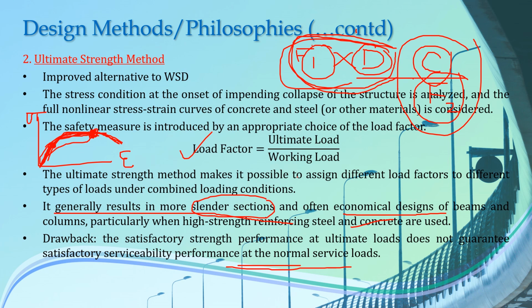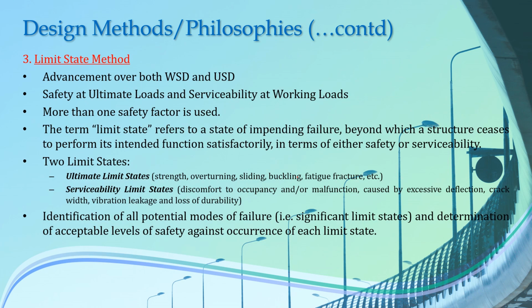And finally, the method that we are going to use in this design course, and the method that is now adopted, is the limit state method, which is an advancement over both working stress and the ultimate strength method. So limit state design concept is an advancement over both of the previous two methods. This method aims for a comprehensive and rational solution to the design problem. So it ensures safety at ultimate loads and serviceability at working loads.